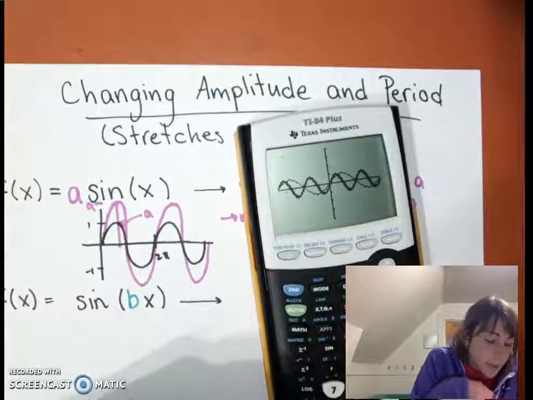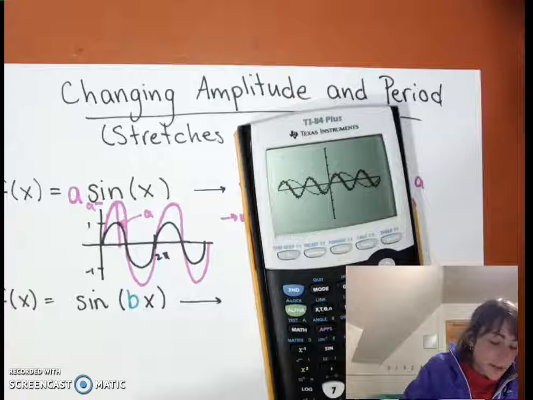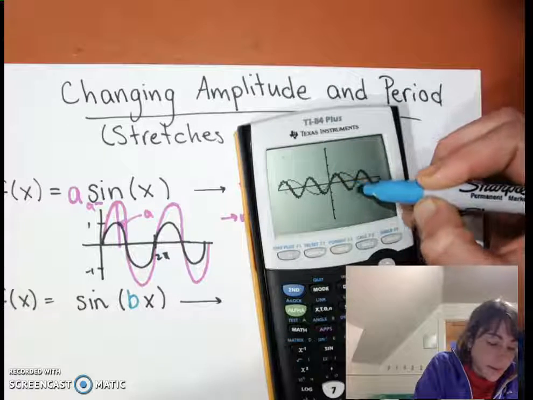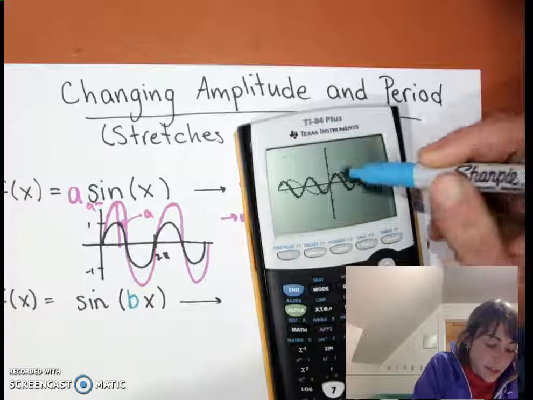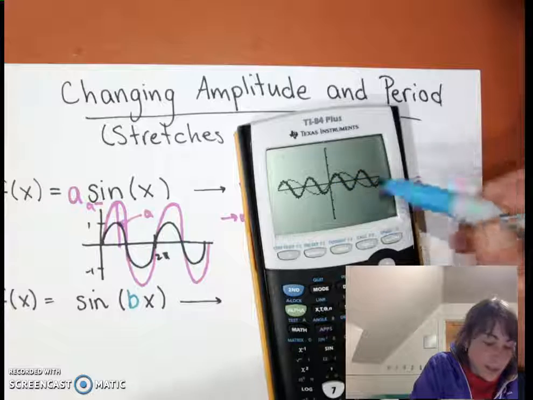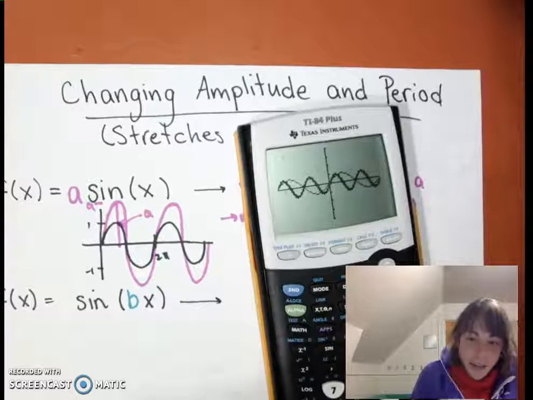So how can we describe that in terms of our new notation or our new vocabulary? Well, if you look at a single curve of the graph, the old curve took 2 pi to complete a single cycle. The new one takes half that time.